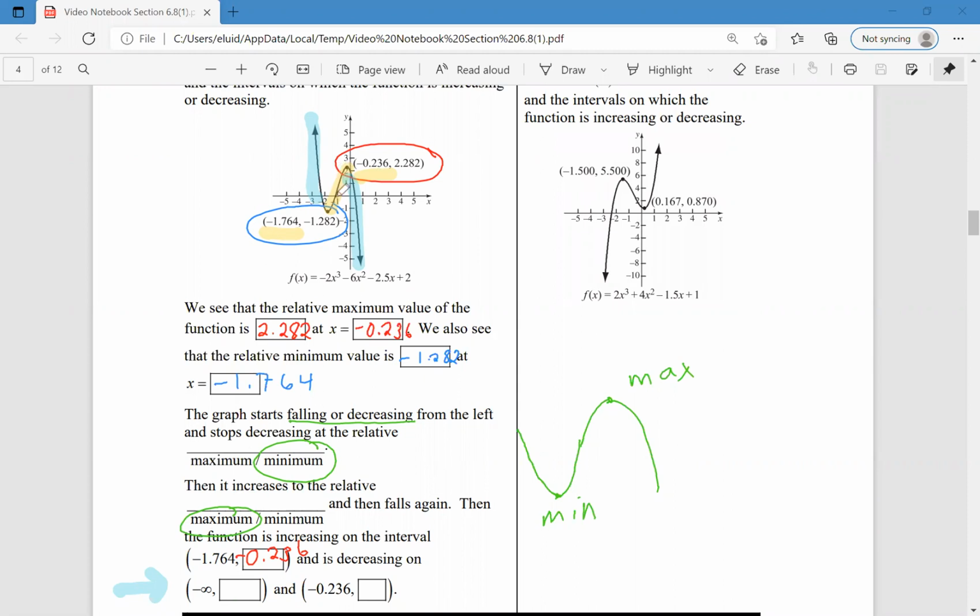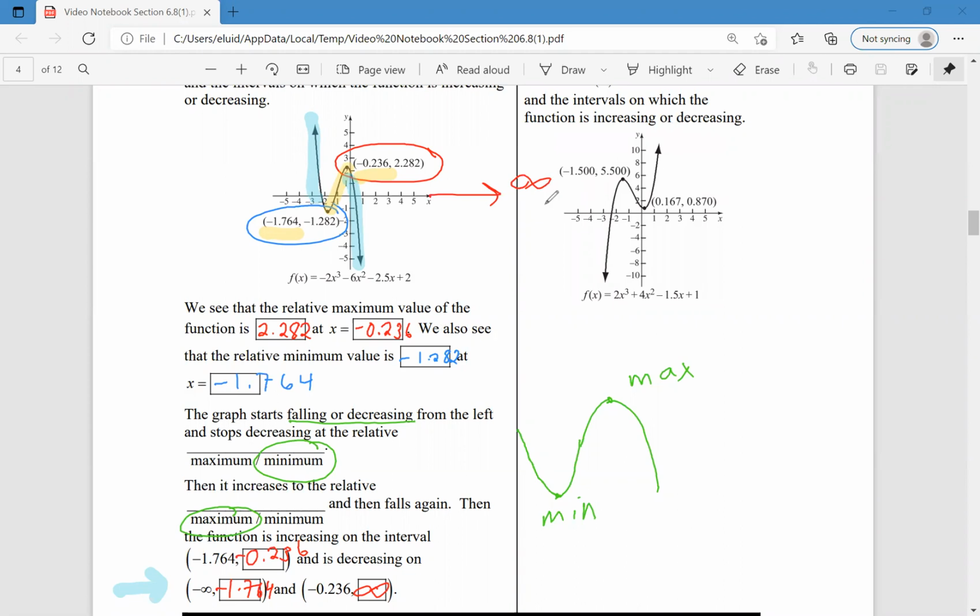The relative minimum or relative maximum, it's sort of where the graph is changing behavior. It's changing from decreasing to increasing or vice versa. Okay, and then the other interval where it's decreasing is from negative 2.36 all the way to forever. So as the x-axis continues towards infinity, this graph will just continue to decrease. So we're going to fill in infinity here. All right, there we go.